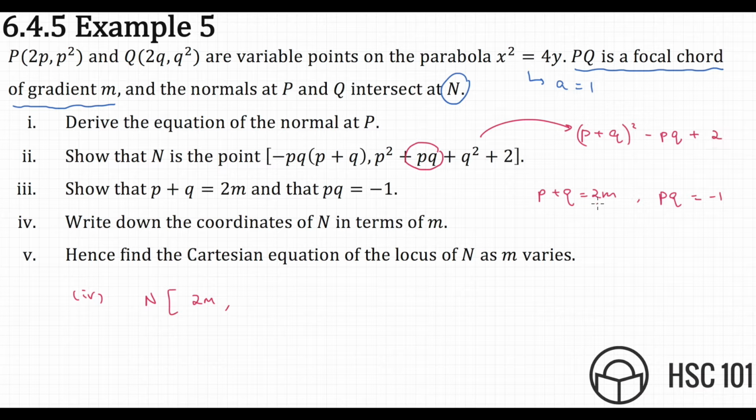Now, p plus q is equal to 2m. So if I square it, I'm looking at 4m squared. Minus pq is minus of minus 1, so that's going to become plus 1 plus 2, so it becomes 4m squared plus 3. So therefore, the coordinates of N in terms of m is equal to (2m, 4m squared plus 3). And this is very smart because we know that N is a variable point, okay?